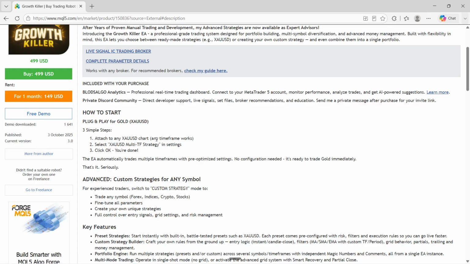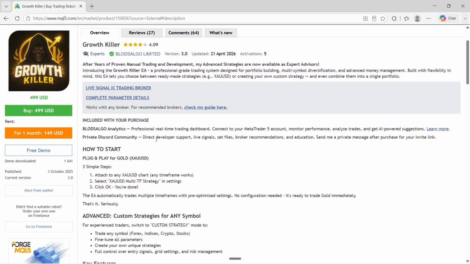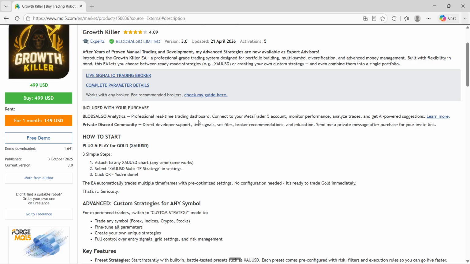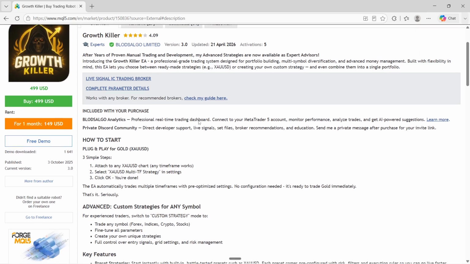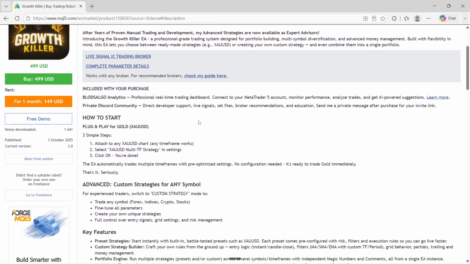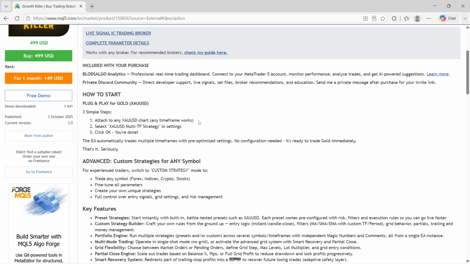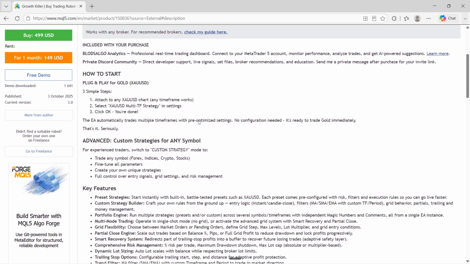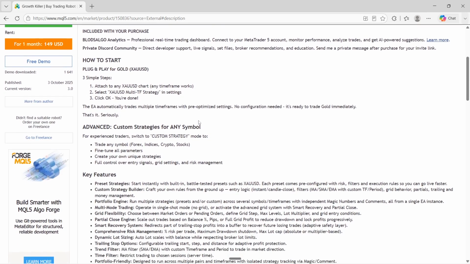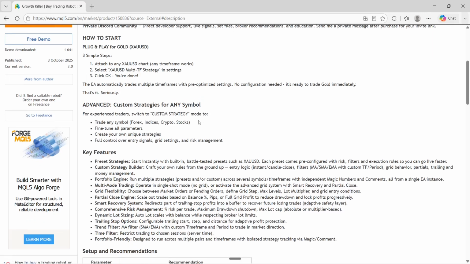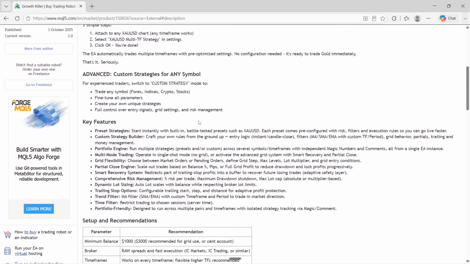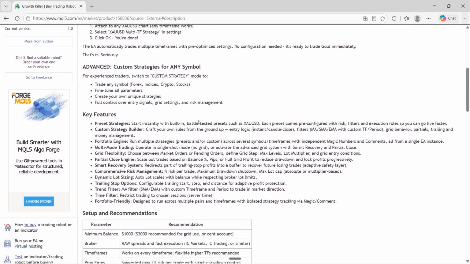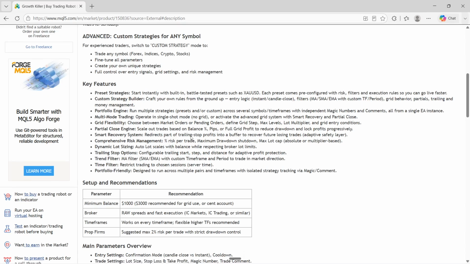And if you expand this, you see that from the MQL5 page, the Growth Killer is positioned as a professional grade trading system for portfolio building, multi-symbol diversification, and advanced money management. It offers ready-made presets such as an XAUUSD multi-time frame strategy or a full custom strategy builder that lets you define entry logic, filters, grid behavior, partials, trailing, and risk rules. You can run multiple strategies across several symbols and timeframes from a single EA instance using independent magic numbers.